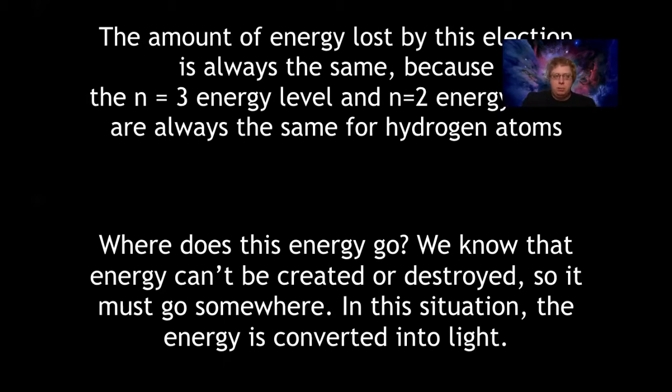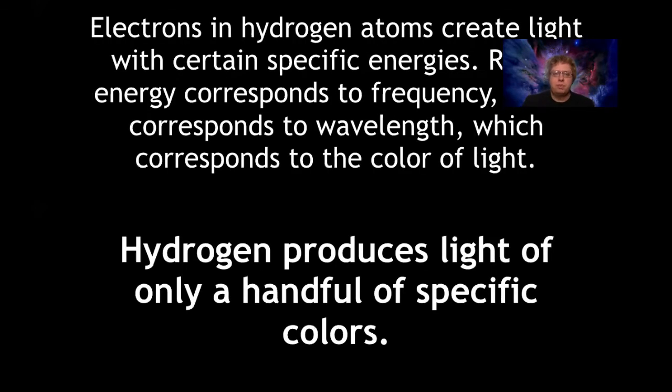That light has exactly the same frequency, therefore, because the frequency of light is related to the energy. And if it has exactly the same frequency, then it has exactly the same wavelength, and therefore exactly the same color. So electrons in hydrogen atoms can only create light with specific energies, and therefore hydrogen can only produce light with a handful of specific colors.